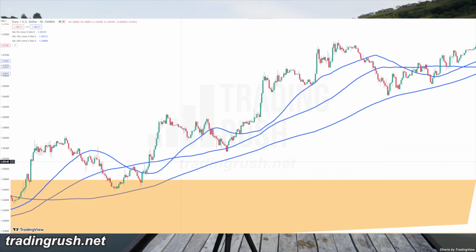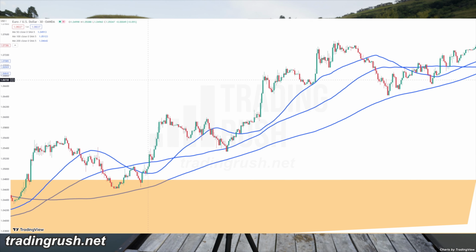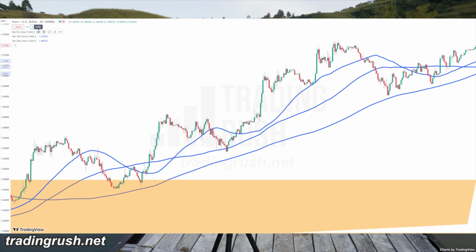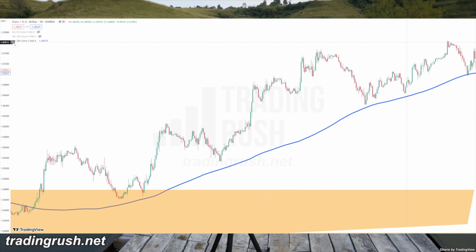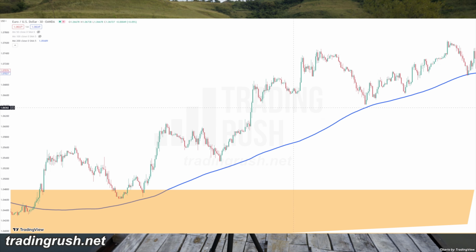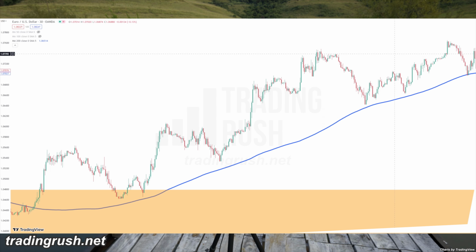However, if you put too many moving averages on your chart, things can get a little confusing. To keep your charts tidy and make it easier to analyze price action, you might want to stick to just 1 or 2 moving averages at a time.